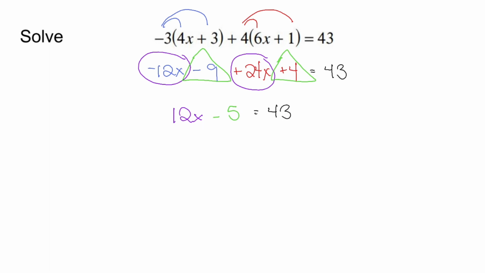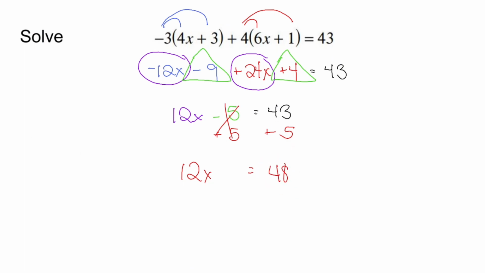X is not all by itself. We have 12 being multiplied and we have -5 floating around. Always get rid of the number that's being added or subtracted from your variable first, and we do that by taking the inverse of -5, which is adding 5 to both sides. Drop down the 12x because nothing changed there. These guys canceled out. Drop down the equals, and 43 plus 5 is 48.